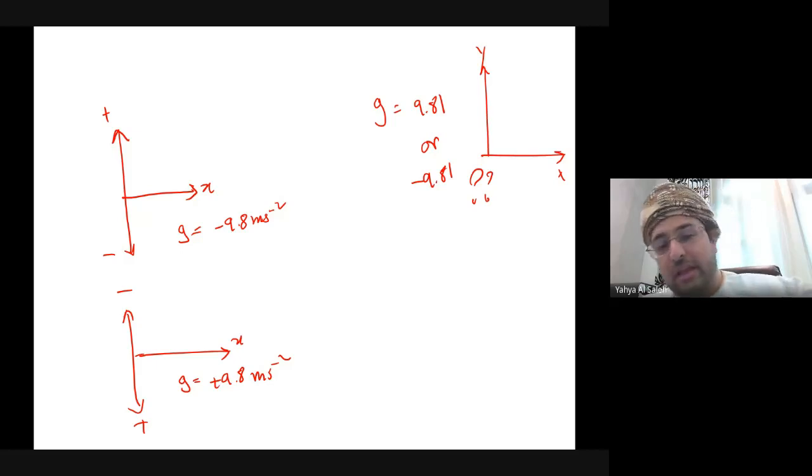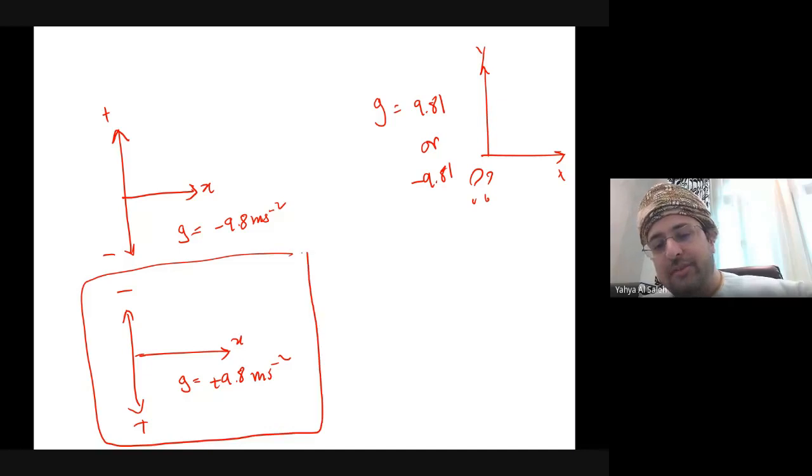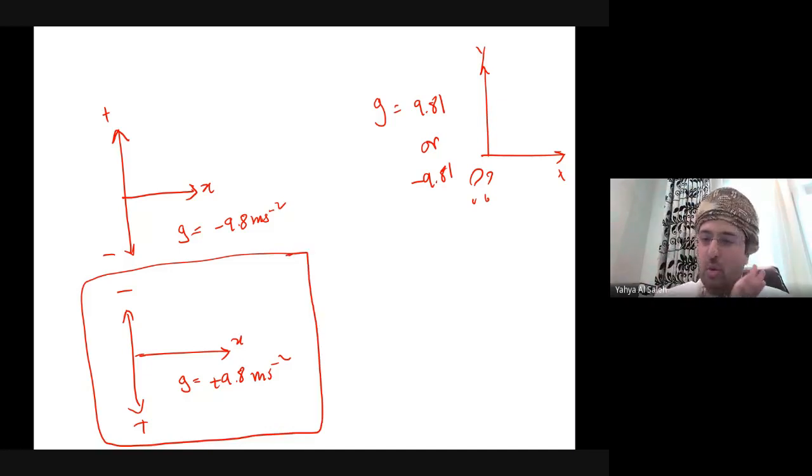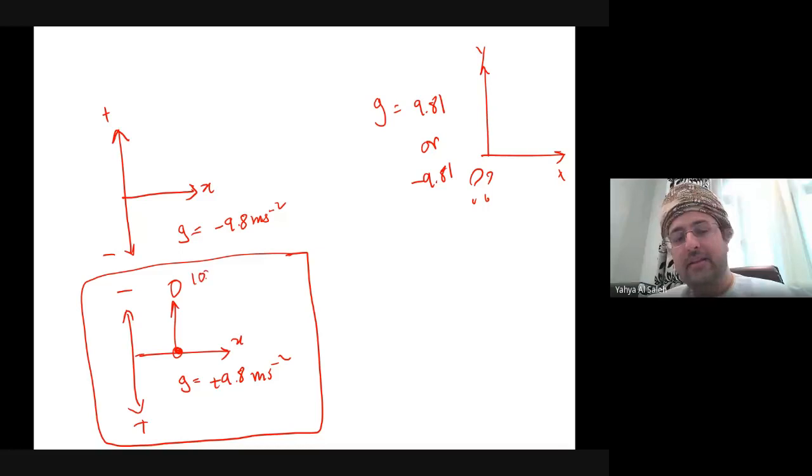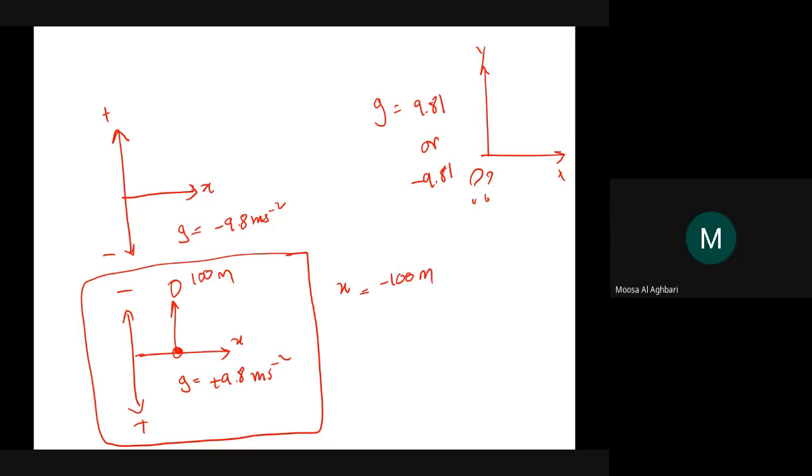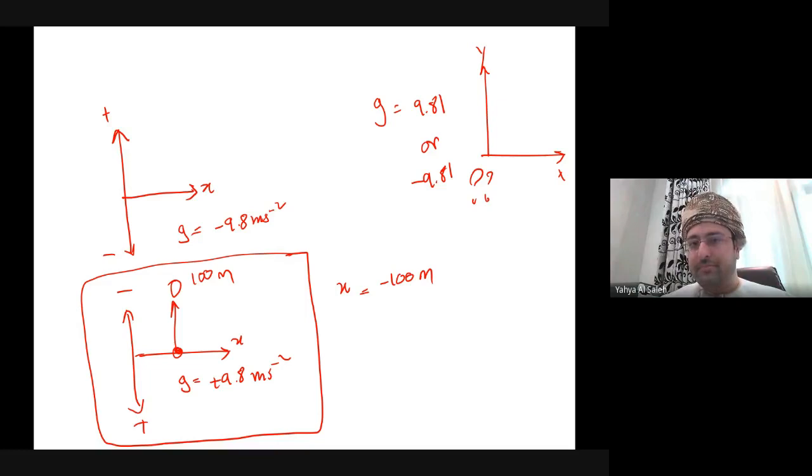So, if I choose this convention for any reason whatsoever, my G is 9.81. But at the start of the problem, I take a ball and throw it up. What is the distance the ball moved? Negative. So if the ball rose 100 meters, my distance will actually be minus 100 meters. What about the velocity? Up is negative. Okay?